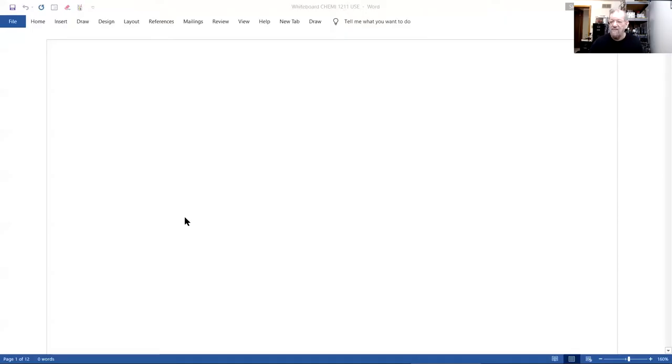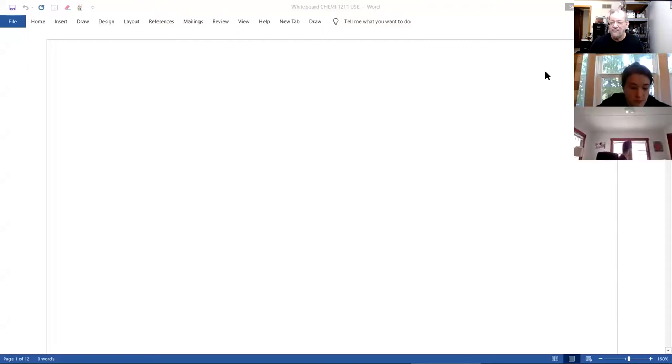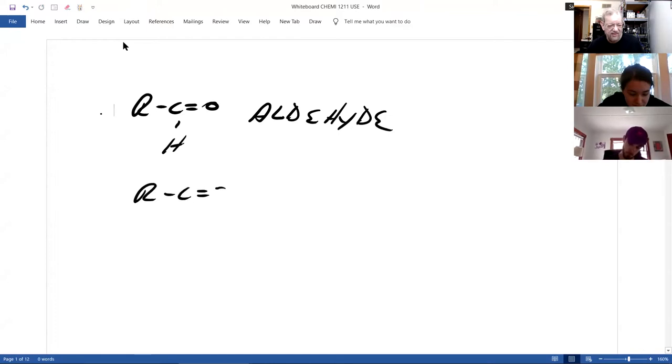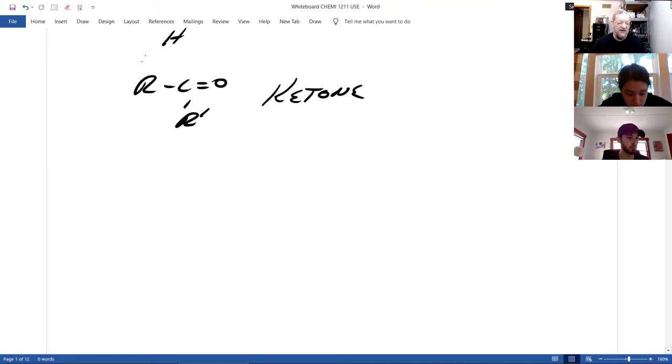And just to remind you, let me take the cap off my pen. It helps if it's off. This is an aldehyde. And this is a ketone. And remember, they have something in common, which I think is one of the most important things in all of organic chemistry. That's this carbonyl group.